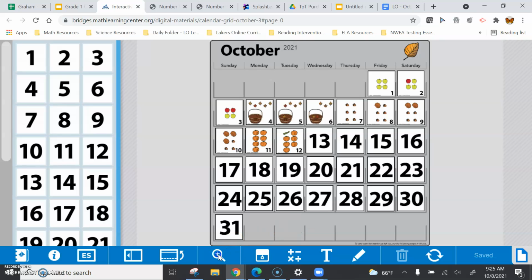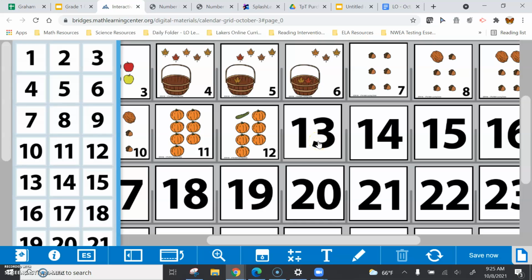This calendar is amazing. We've seen apples, leaves, chestnuts, acorns, pumpkins, and now zucchini with the pumpkins. Let's find out what will be on today's card. Here we go. What do you think it will be? Do you think it will be more pumpkin and zucchini, apples, chestnuts, acorns, leaves? Let's find out.